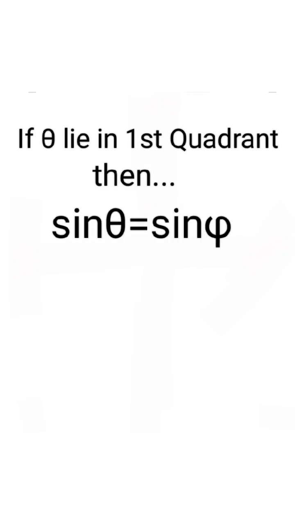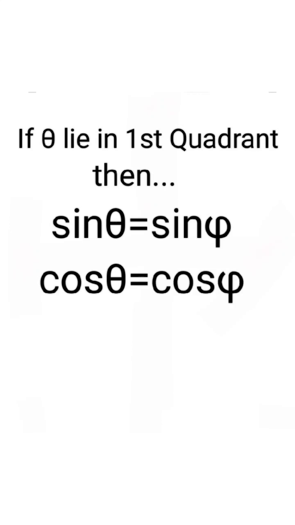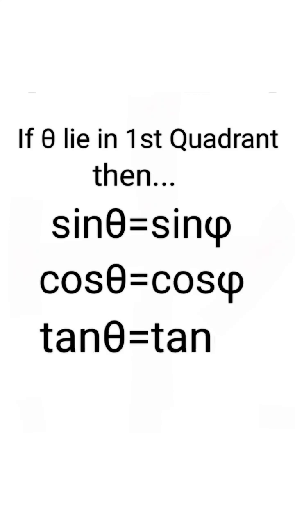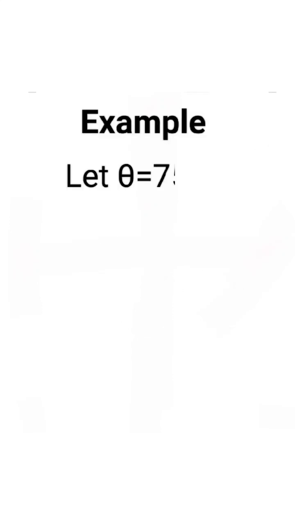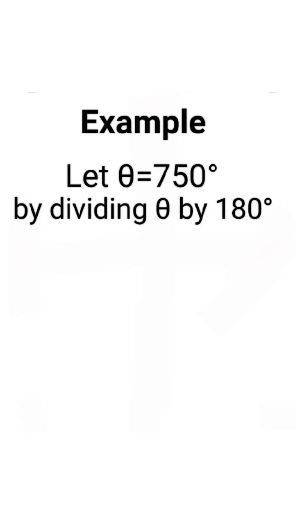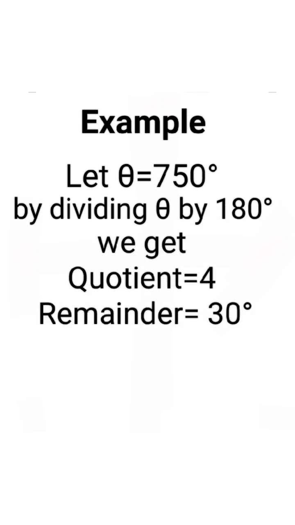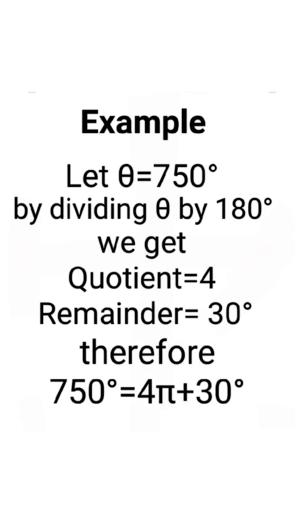If theta lies in the first quadrant, then sin theta equals sin phi, cos theta equals cos phi and tan theta equals tan phi. For an example, let theta equal 750 degree. By dividing theta by 180 degree, we get quotient equals 4, remainder equals 30 degree. Therefore, 750 degree equals 4 pi plus 30 degree.